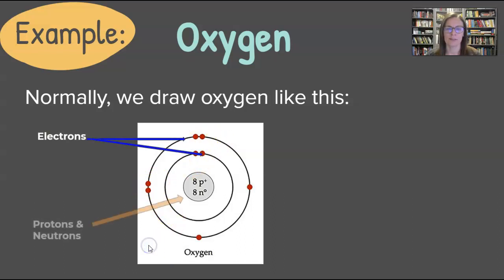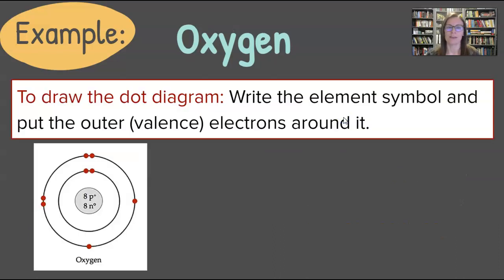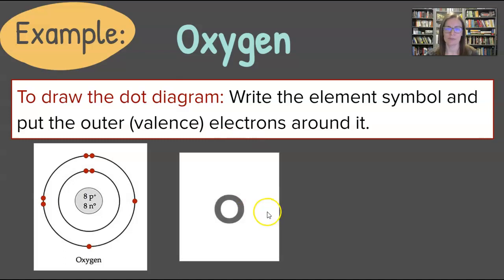All right, so we have electrons out here, protons and neutrons in the center. But the electrons on the outside, so these ones on the outside energy level, are the ones that are involved in chemical reactions. They're the ones that are involved in reactivity, okay? And they're the ones that give the element its physical and chemical properties. So that's why we're kind of interested in just drawing the dot diagrams. To draw a dot diagram, we write the element symbol, and then we put those outer valence electrons around it. Okay, so add these instructions to your notes.